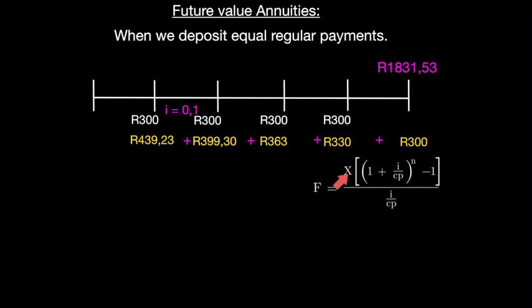Our X in this case will be the 300 Rand that we are going to deposit at the end of each year. So X is 300. That's our equal payments or equal deposits.